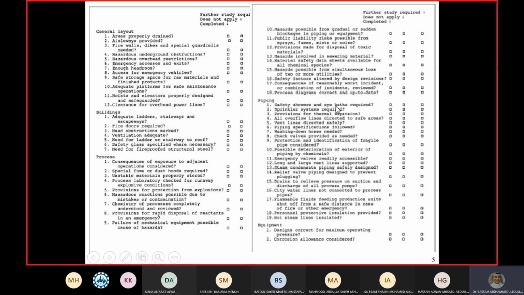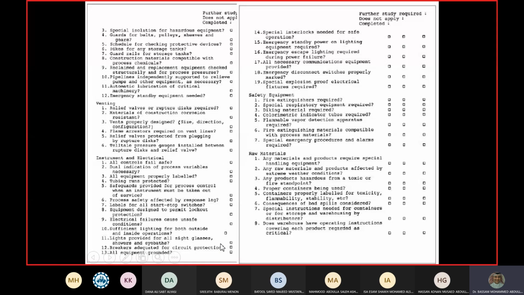Piping, safety showers and baths required. Sprinkler systems required. Showers, meaning if anyone has something in the lab affecting his eyes, he needs to wash very quickly, so it's important to know that. Sprinkler systems mean that if a fire starts, the sprinklers start pouring water to put out the fire.